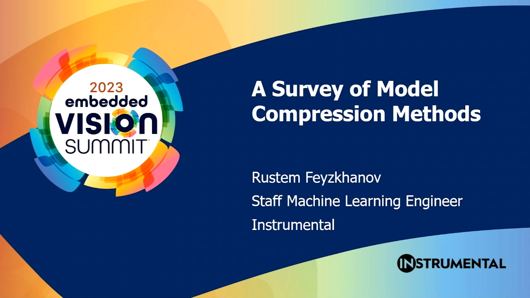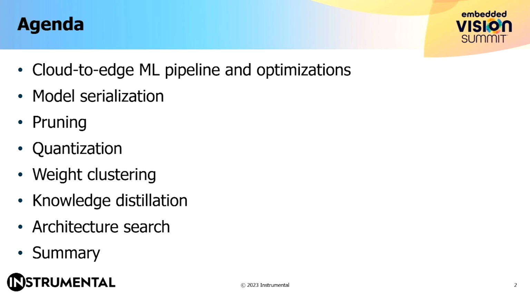So today I want to tell you about different model compression methods. I don't want to touch just the algorithmic side. I kind of want to touch both some low-level things like serialization and high-level approaches like knowledge distillation and architecture search. And basically some practical tips we learned along the way when we designed our manufacturing optimization platform.